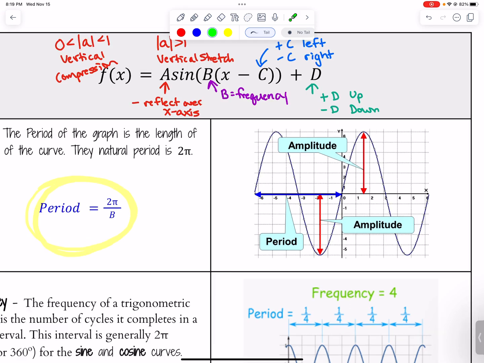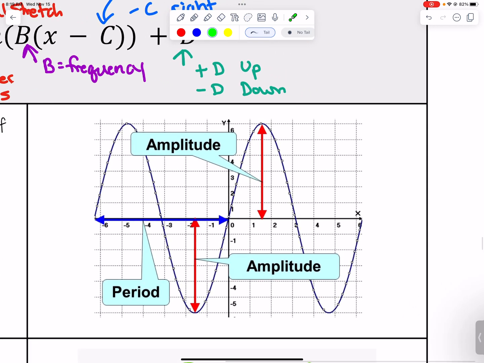Here's a good picture over here of a few more words. We have amplitude, which is how far it is from the midline to the top of our graph, and then the midline to the bottom of the graph. But notice those are the same distance, and we call that the amplitude. And amplitude is always a positive amount, since that's measuring a distance.